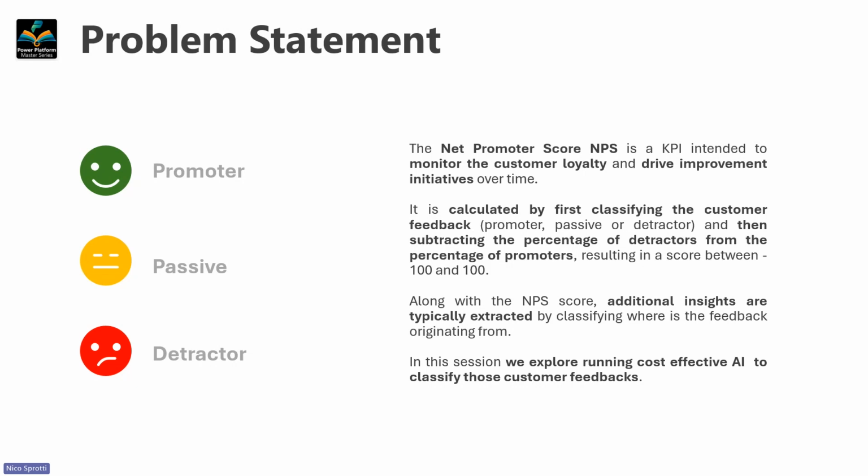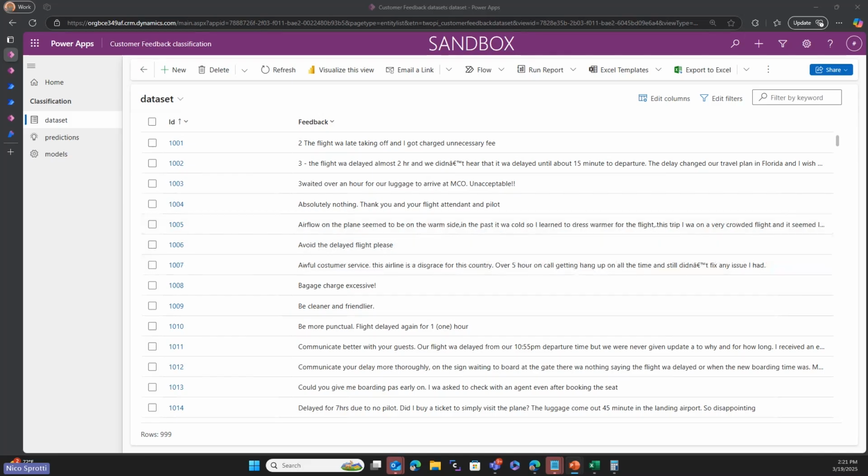Along with the NPS score, additional insight is typically gathered. Here it's like the airline industry, but if it's the logistics industry, it would be the feedback coming from the warehouse, delivery, or here it will be onboarding and that type of thing. So to know where we can improve, right? So in this session, we explore running cost-effective AI to classify those customer feedback. We're going to go one by one. We're going to start from a spreadsheet.